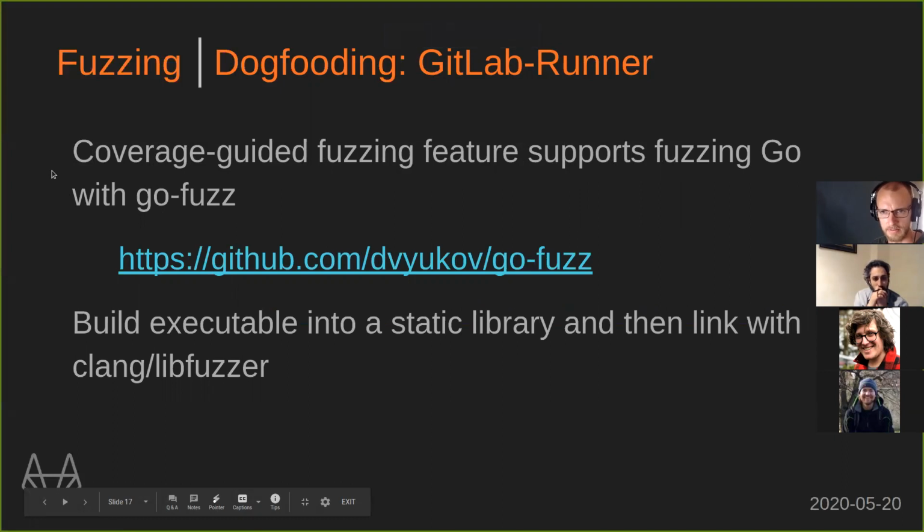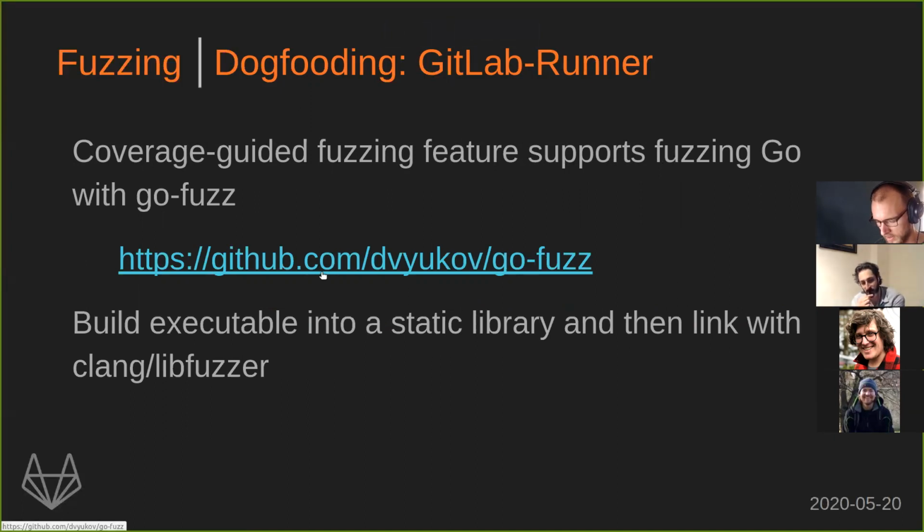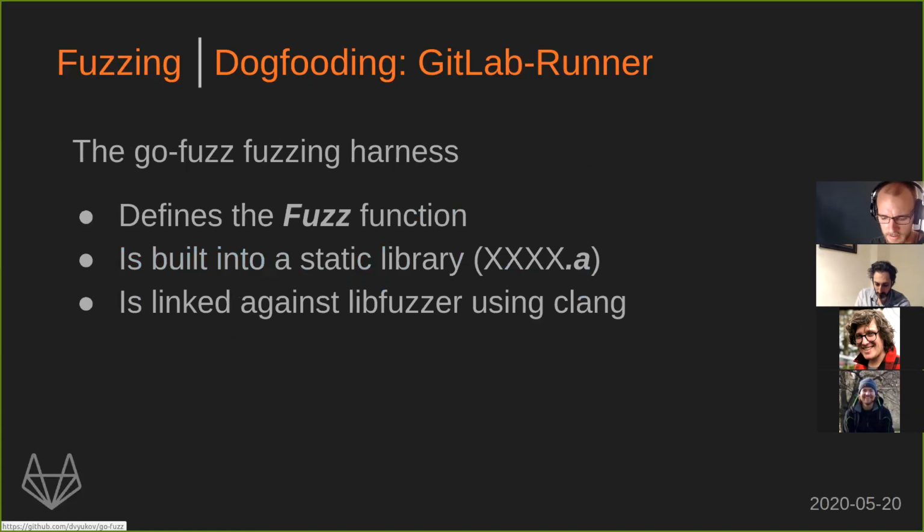The coverage-guided fuzzing features being developed support Go fuzzing with go-fuzz. go-fuzz compiles the Go binary in a way that it'll work with libFuzzer. So you can compile it to a static library and then link it with libFuzzer using Clang. And so you don't define a main function. What you define is a fuzz function, and then that is what goes into the static library. When you do the linking with Clang, libFuzzer itself defines the main function that then calls your fuzz function that is in your test harness.